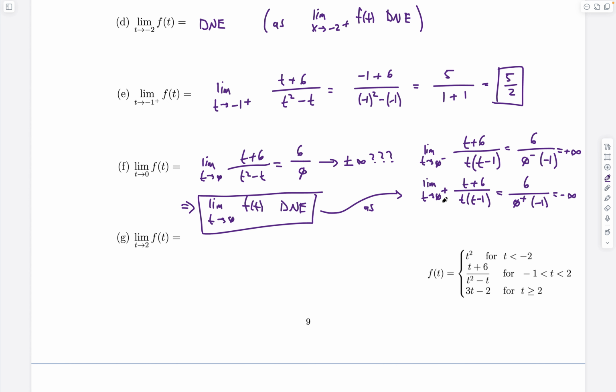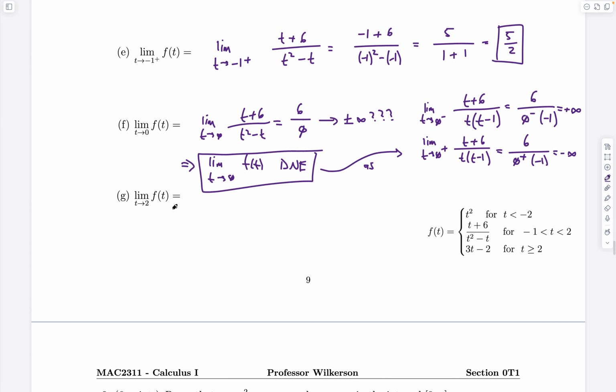Okay? So hopefully that makes sense, right? Same as what we've always been talking about. We're focused on two-sided limits. Got to verify that those are really two-sided limits. Last but not least, we take a look at g. We're going as t approaches 2.